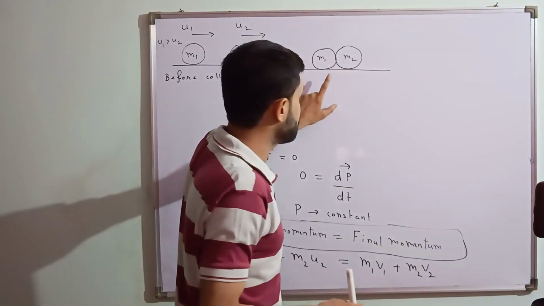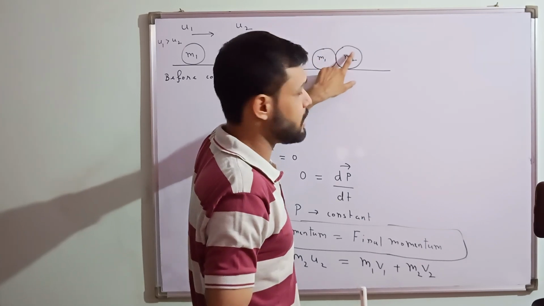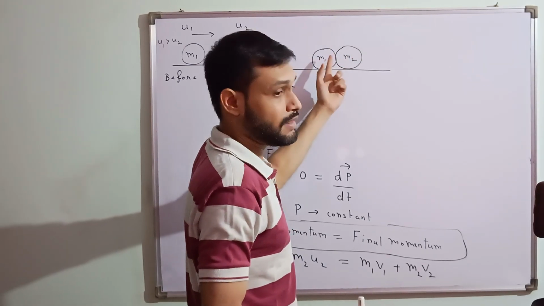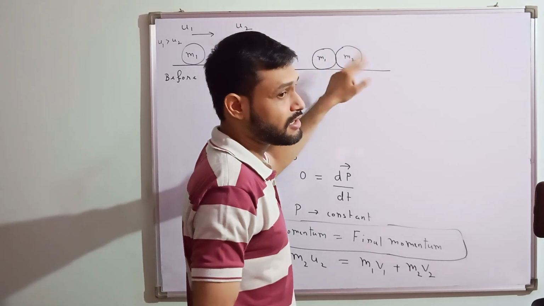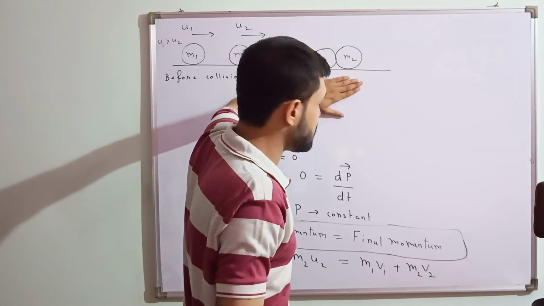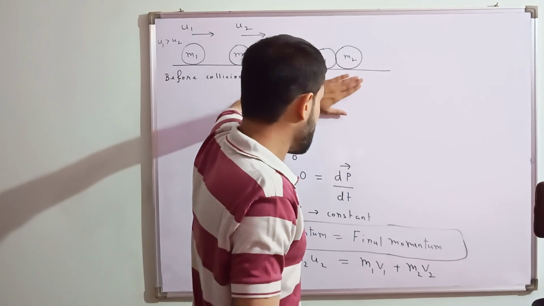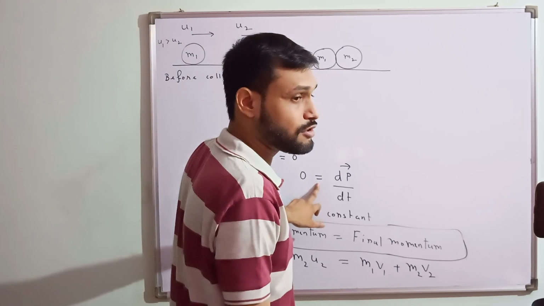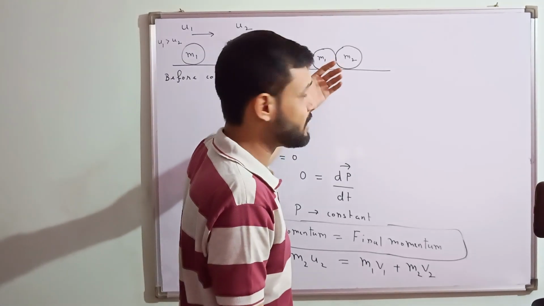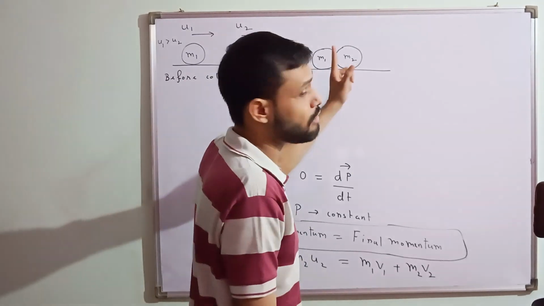Since the forces are internal, M1 is applying a force on M2 and M2 is applying a force on M1. That is according to Newton's third law, action and reaction. They are internal forces, so they are not going to bring any change in momentum. So I can use the conservation of momentum, because there is no external force. That means during collision, the momentum of the system will remain conserved before collision, during collision and after collision.